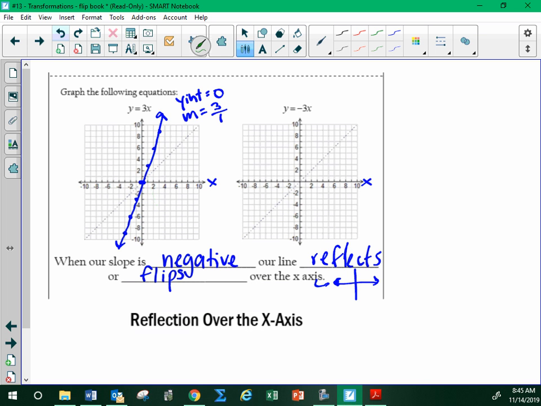So again, let's identify our y-intercept and our slope. What is our y-intercept for this one? Good, it's still 0. Let's plot that dot. And then my slope is negative 3, or negative 3 over 1. So I go down 1, 2, 3, to the right 1, and repeat. And again, I can do the opposite: up 1, 2, 3, to the left 1, and repeat. I'll stand in front so I can graph it a little better.